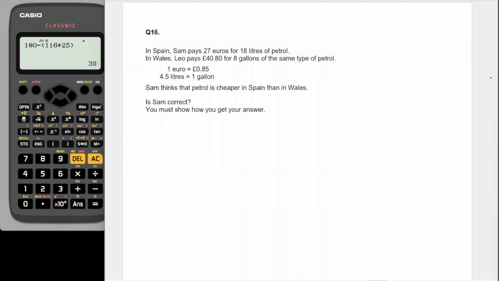Okay, so I'm going to say that in Spain we pay €27 and we get 18 litres of petrol. And then in Wales, Leo pays £40.80 and he gets 8 gallons.